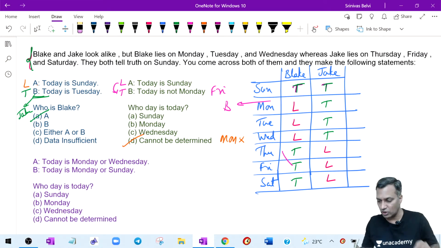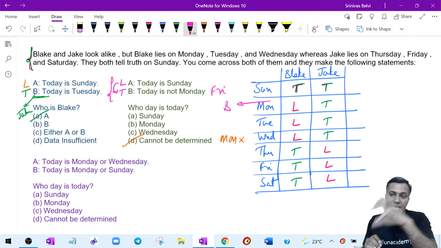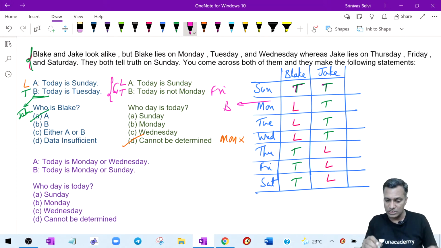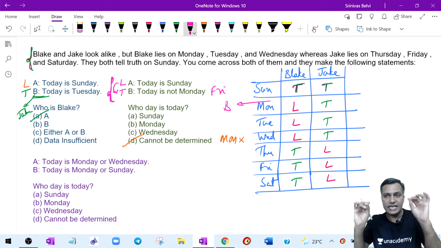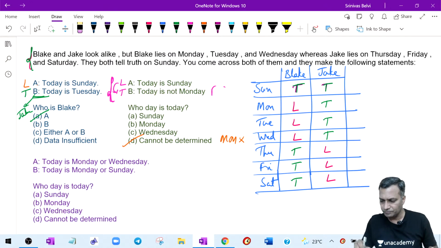Six answer options are possible for this question, which means if somebody asks how many days of the week are possible given these two statements, six days of the week are possible, other than Monday. Fair enough. Understood? Ritvik, Sonal, understood?